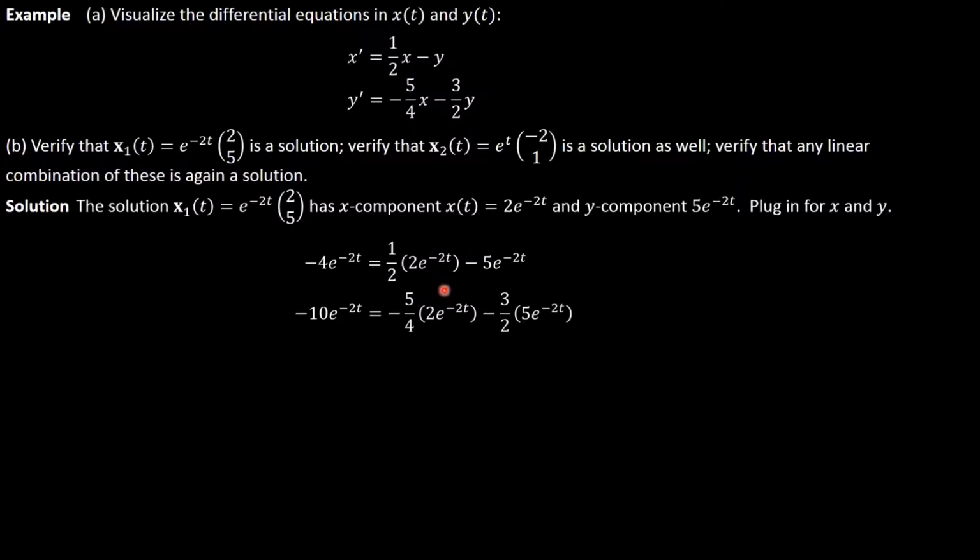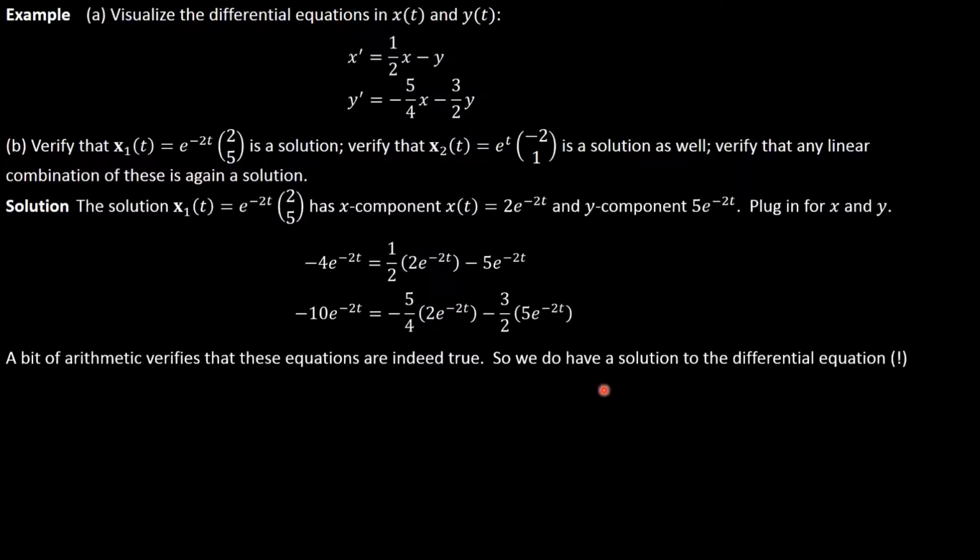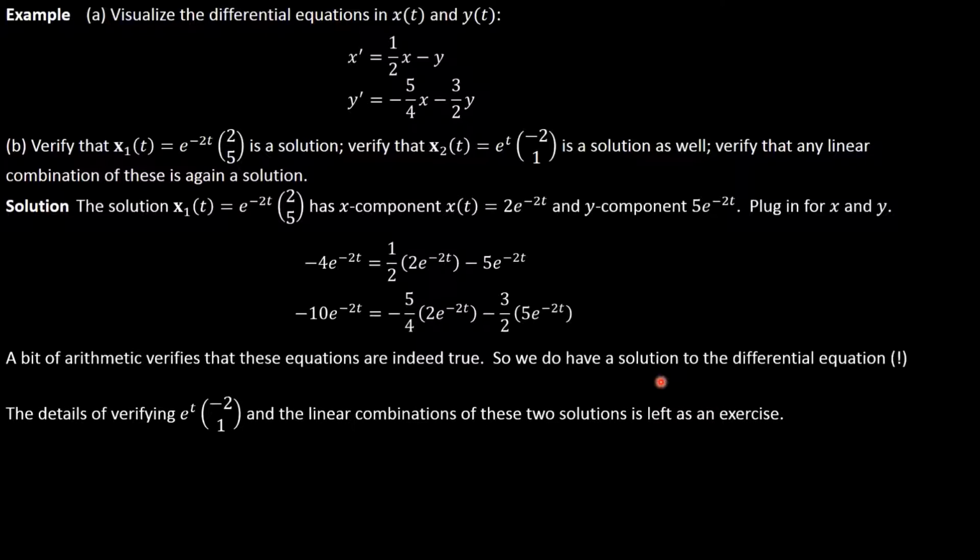And similarly, this is also true when you plug in all the stuff for y prime, x, and y. So this is true as well. And I'm going to leave this as an exercise for you to do the same thing with x2, e to the t times the vector -2, 1.